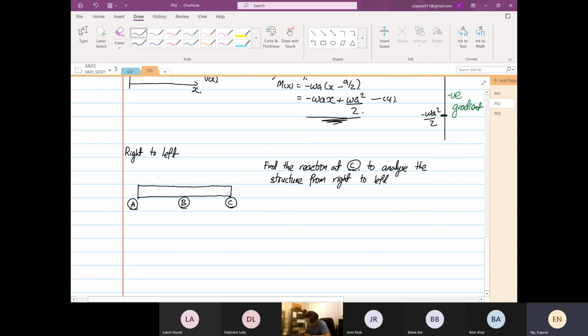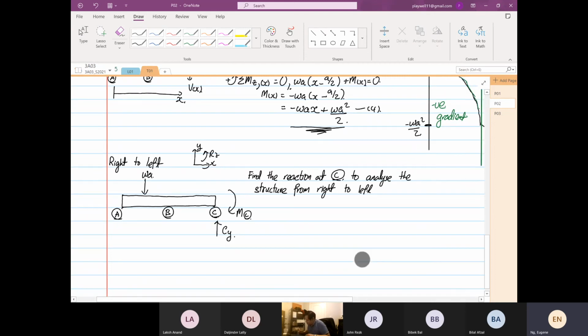Okay, so now we have to find the reaction at point C. So we know that this is omega A, right? And then this over here will be your Cy. Let me draw a transformation. So this is X, Y, this is rotation about Z. And then we have a counter moment over here. This is moment at point C.